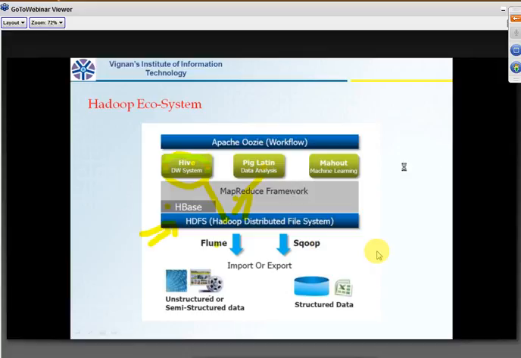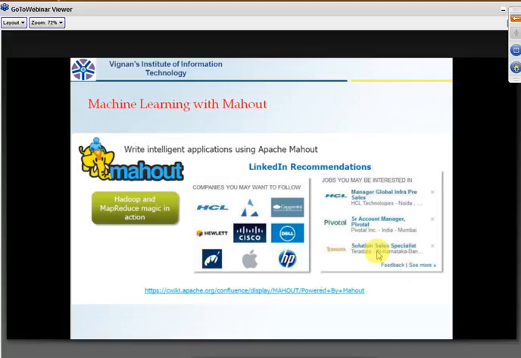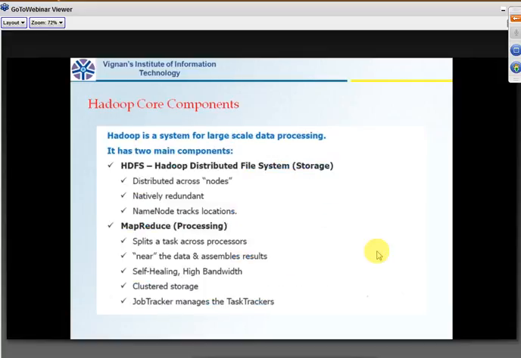Yeah. This is about Mahout. Of course, I have told you about Mahout. Yeah, we are into the important phase. Hadoop core components here, Hadoop core components. So I would like to make use of my document.